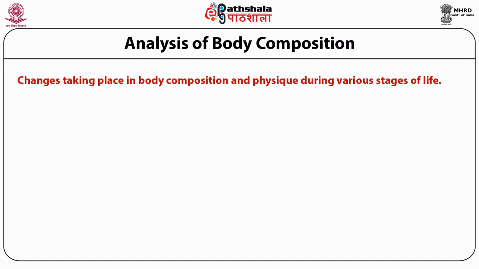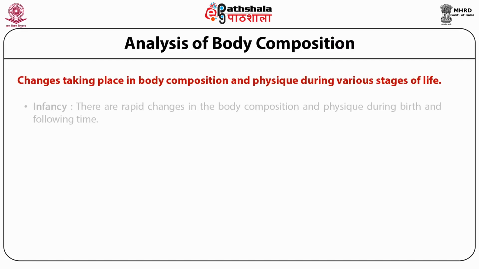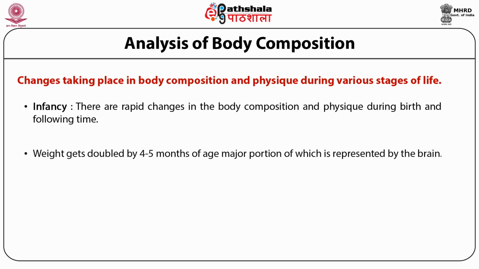What are the changes that take place in body composition and physique during various stages of life? In infancy, there are rapid changes in the body composition and physique during birth and following time. During the first few days, 5 to 10% of infant body weight is lost, which is primarily water. The amount of extracellular water decreases while intracellular water content increases. Weight gets doubled by 4 to 5 months of age, a major portion of which is represented by the brain.